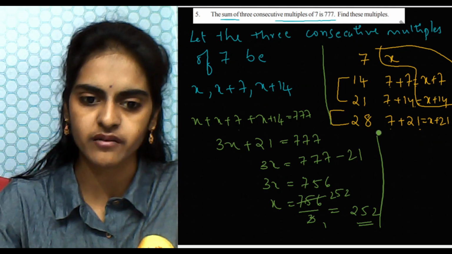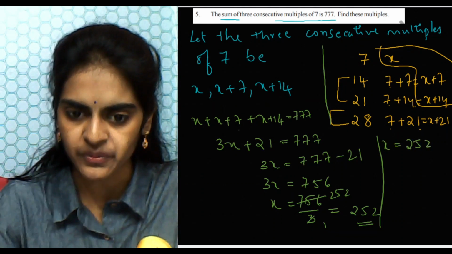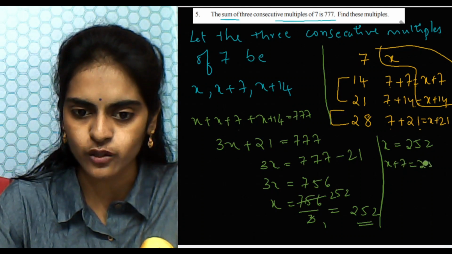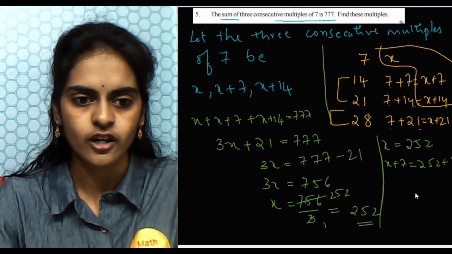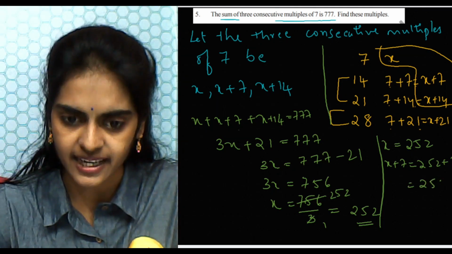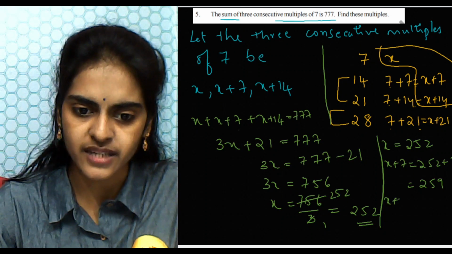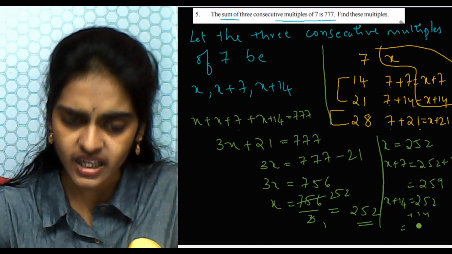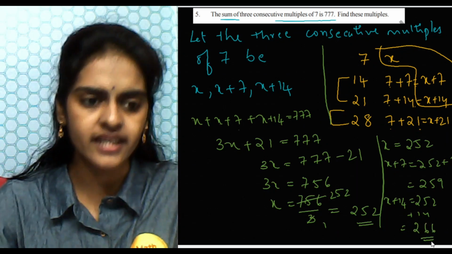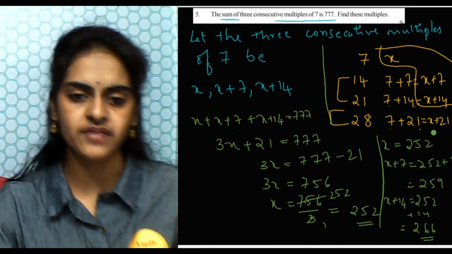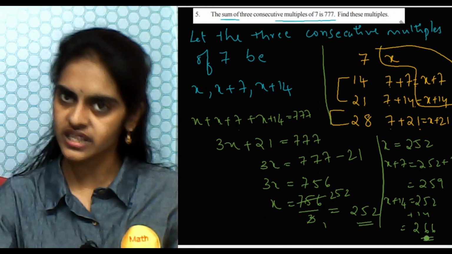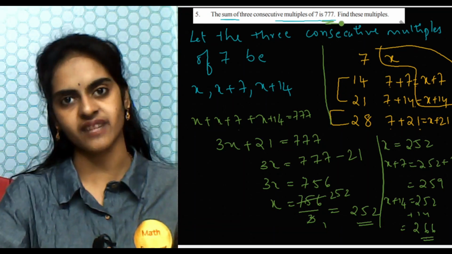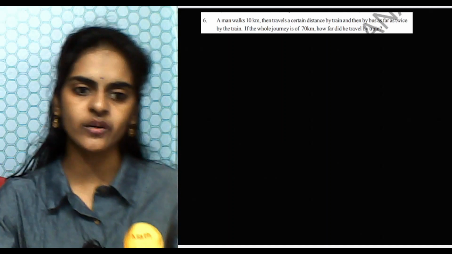So what are the multiples? One multiple is x, so x is 252. The second multiple is x plus 7, isn't it? So x plus 7 is nothing but 252 plus 7, which is 259. The other multiple is x plus 14, which means 252 plus 14, and that is 266. So the consecutive multiples of 7 are 252, 259, 266. If you add these three multiples, the sum you should get is 777. Clear? Let us move on to the next question now.